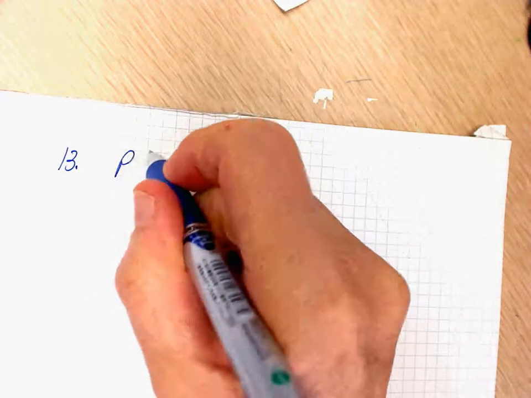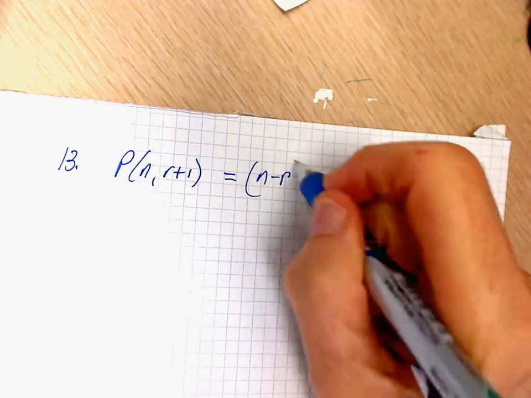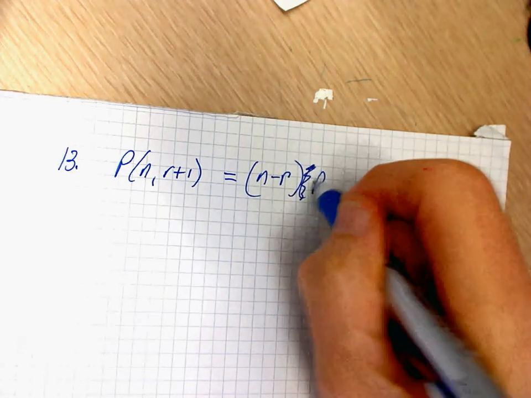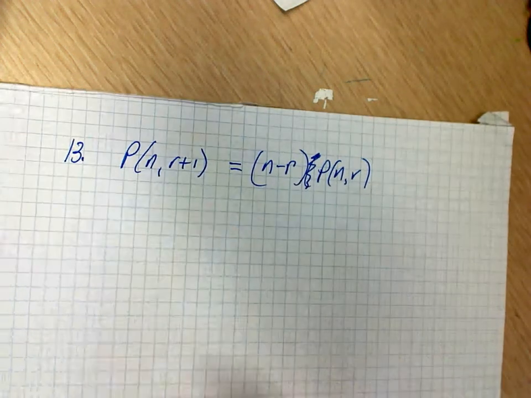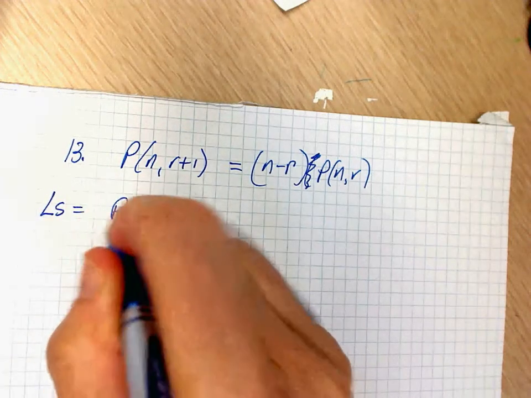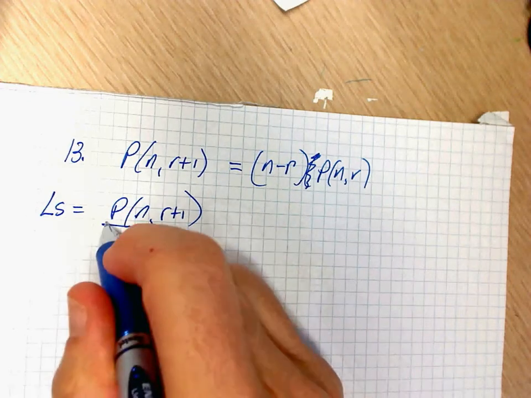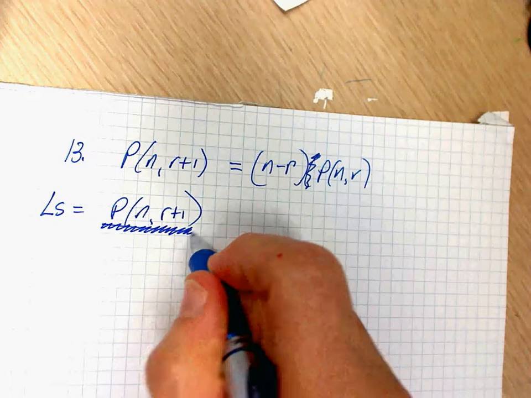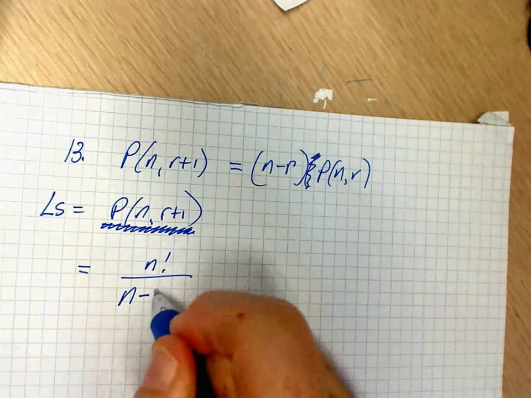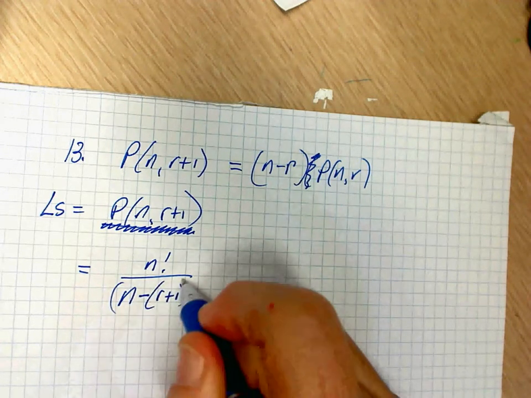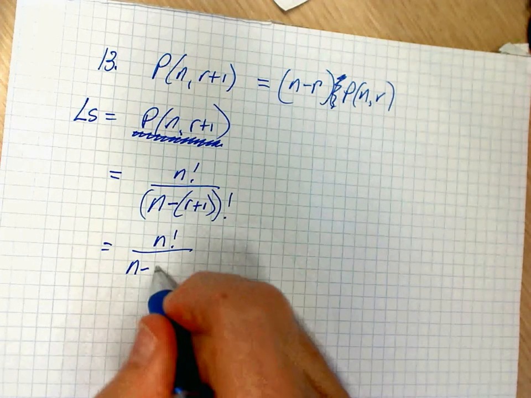So P(n, r+1), we want to prove that this is true. Remember always, when you're proving, that you separate the left side from the right side. So left side equals P(n, r+1), and that equals n factorial over n minus r plus 1 factorial, and that just equals n factorial over n minus r minus 1 factorial.